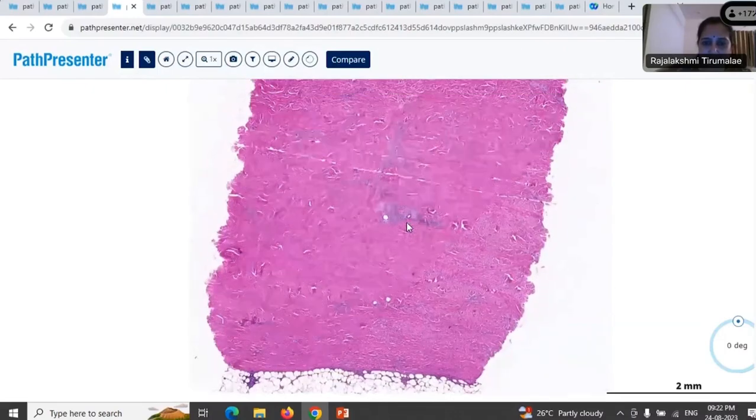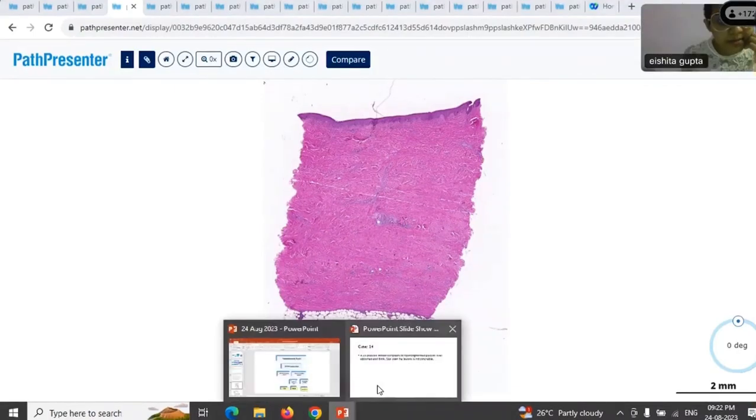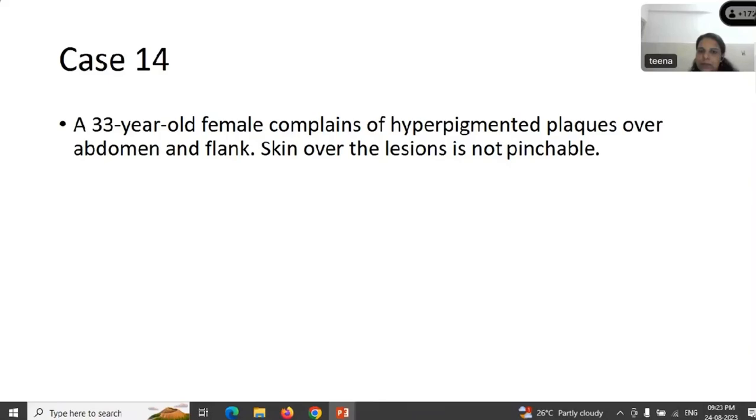So what are we dealing with? What is this condition? Morphea. Morphea, ma'am. Morpheic scleroderma. What is it?